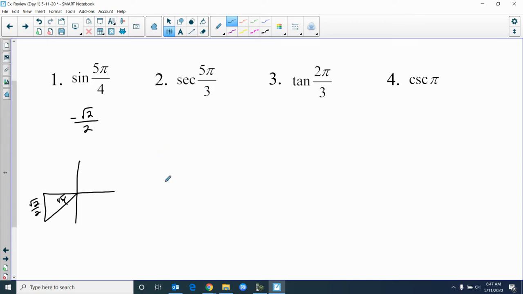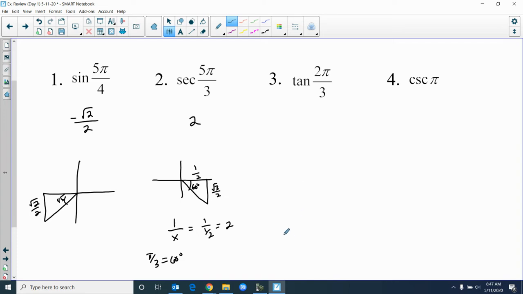Secant. Well, what's secant? It is going to be the flip of cosine. Cosine is the x, so this is 1 over x. Well, what is 5 pi over 3? Remember, pi over 3 is 60 degrees. So this is going to be 5 times 60, which is 300. It's going to be quadrant 4. It's going to give me a reference angle of 60. That means the opposite is square root of 3 over 2. Adjacent is 1/2. Well, this is 1 over x, which is 1 over a half, which equals 2. So that means secant of 5 pi over 3 is going to be 2.